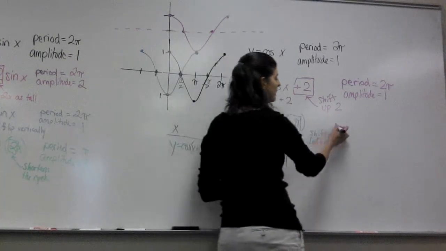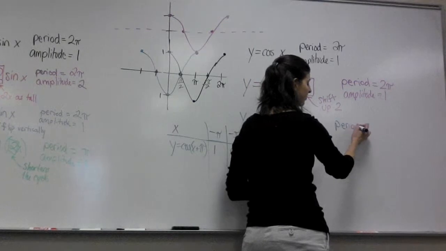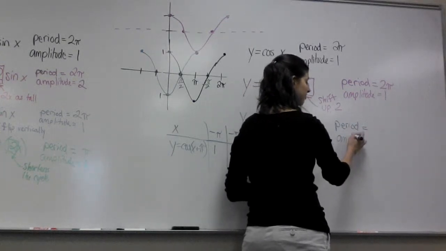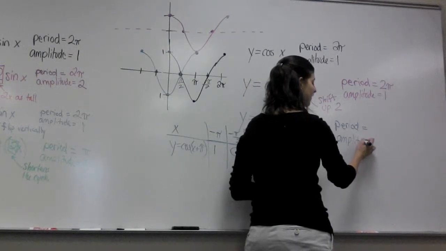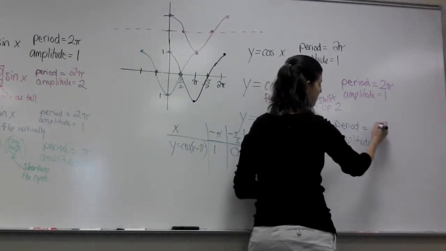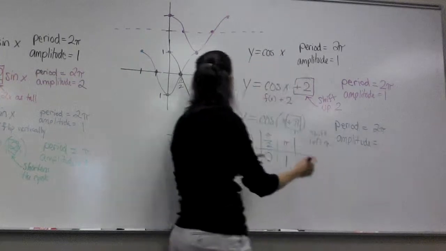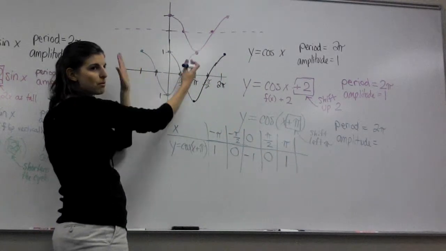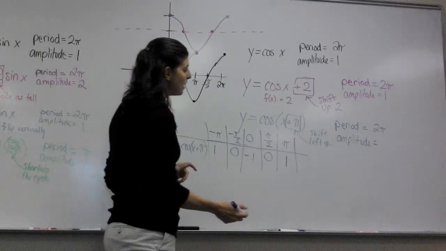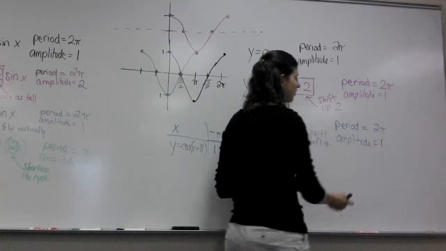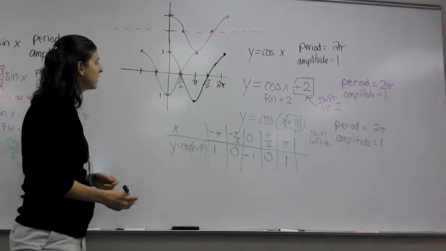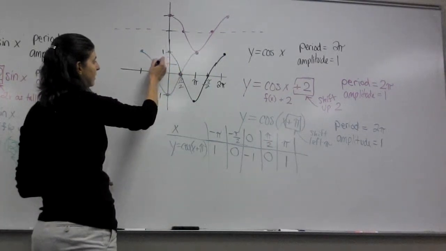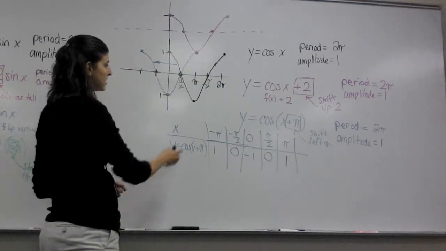So the period length is what? 2 pi. Yep, period length is still 2 pi. It still took 2 pi units before my cycle repeated, and the amplitude is still 1. It's just like everything went to the left pi units.